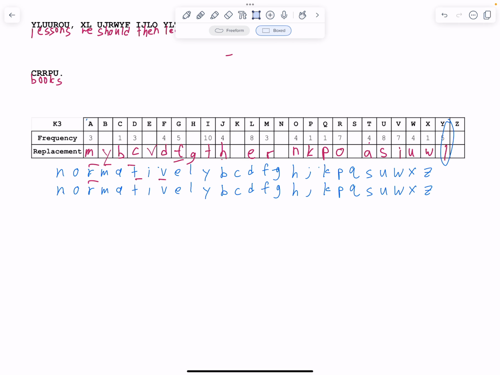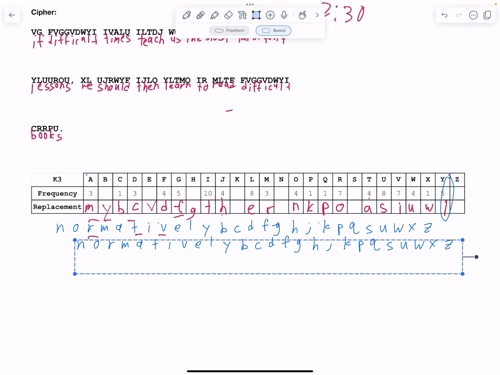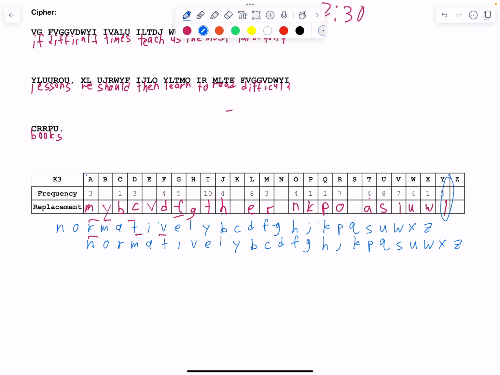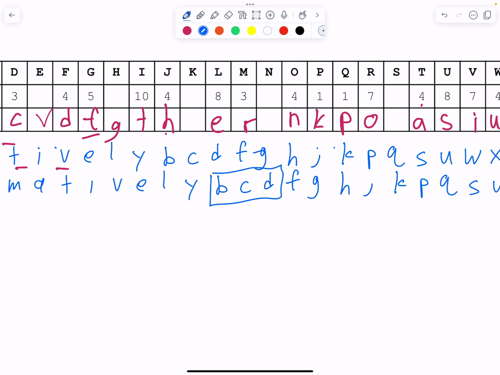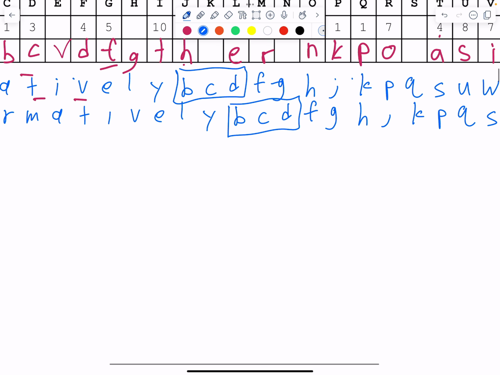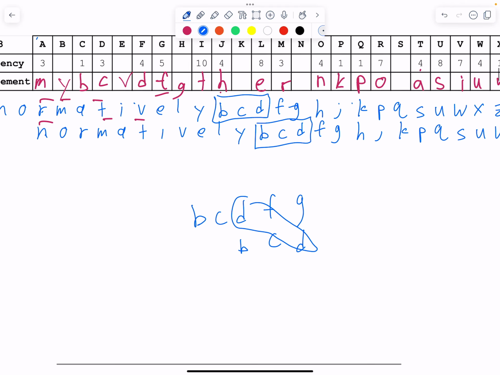So even though the keyword is "normatively," you can barely see what the keyword is. That's why you have to use some of the tricks inside K3. For example, if you look at this pattern here, BCD, you actually see the same pattern up here. So if D is B, F is C, G is D, then because these two connect, you can shift it over up here. And then you can find out what B and C decode to, which would be L and Y, and then shift up here, and so on.